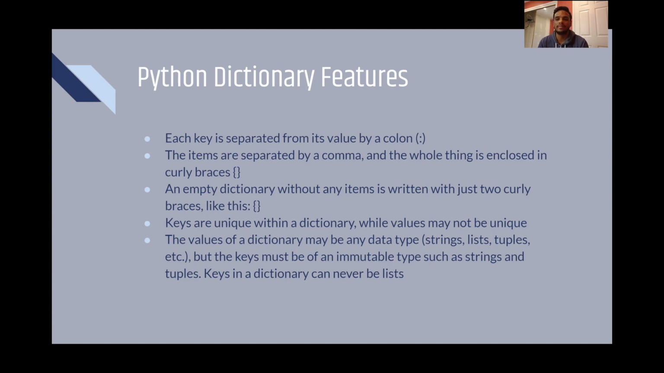And I think I talked about that in lesson 3 when we talked about data types. So again, this is like refreshing your memory. Keys in a dictionary cannot be a list. You can never use a list as a key in a dictionary. Keys must be immutable.